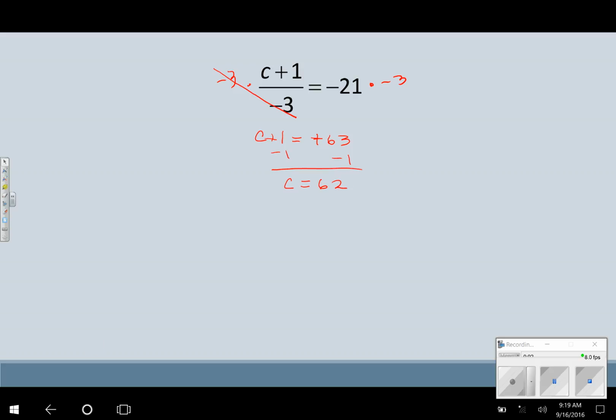And I can again check that by just plugging it in. 62 plus 1 divided by negative 3, and we want it to equal negative 21. So 62 plus 1 is a positive 63 divided by negative 3. So negative 21 equals negative 21. So we've checked that and it works.